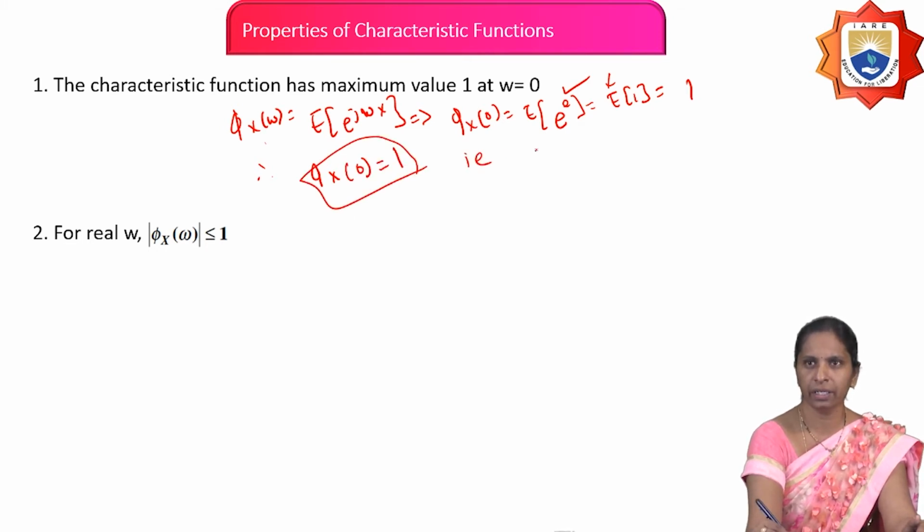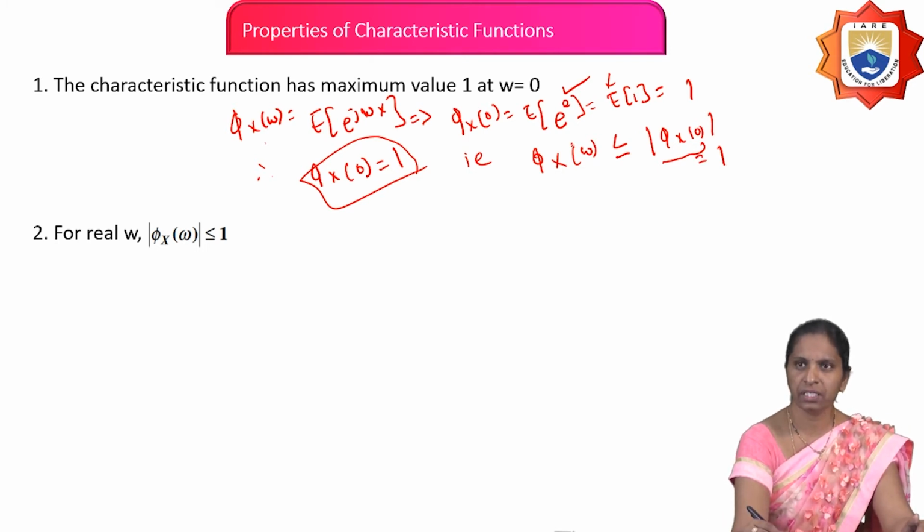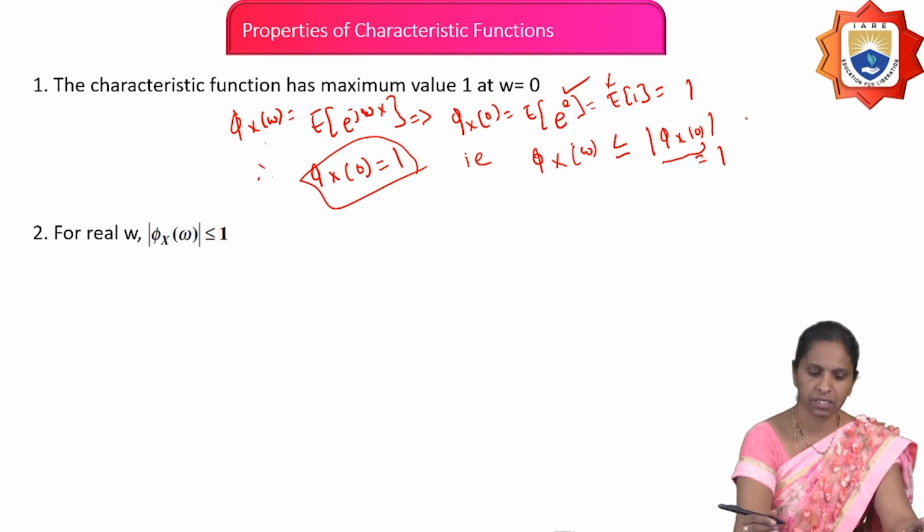That is, as you can write down, pi x of omega is always less than or equals to pi x of 0. That is nothing but 1. So, the characteristic function will have the maximum value at the origin. That is the first property of the characteristic function.